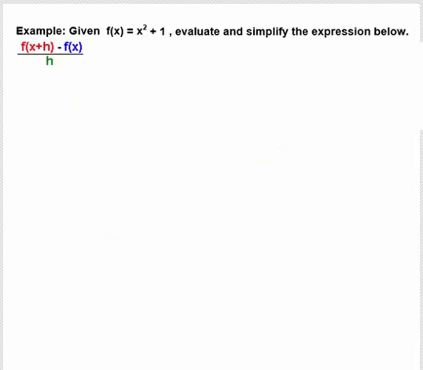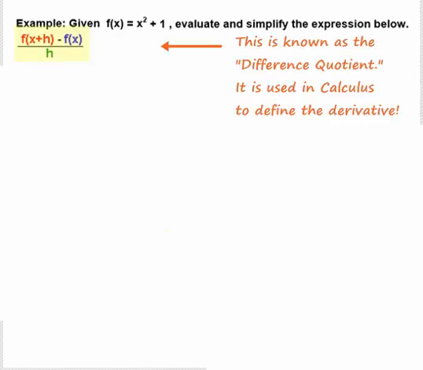In the first example, f of x is defined as x squared plus 1, and we're going to evaluate and simplify f of x plus h minus f of x all over h. This expression is known as the difference quotient. It's used in calculus to define the derivative.